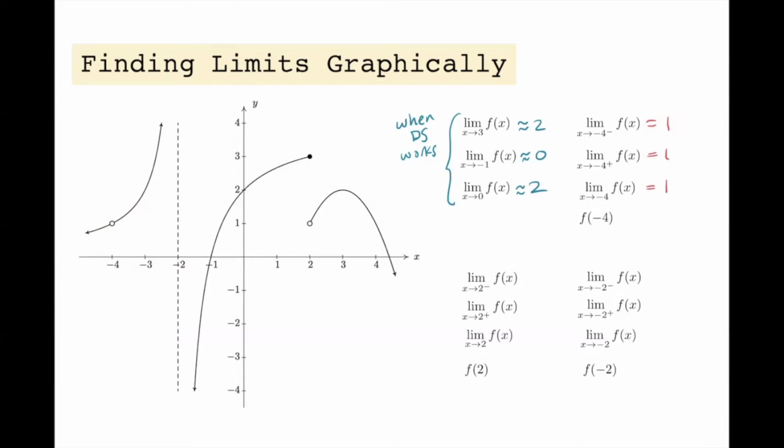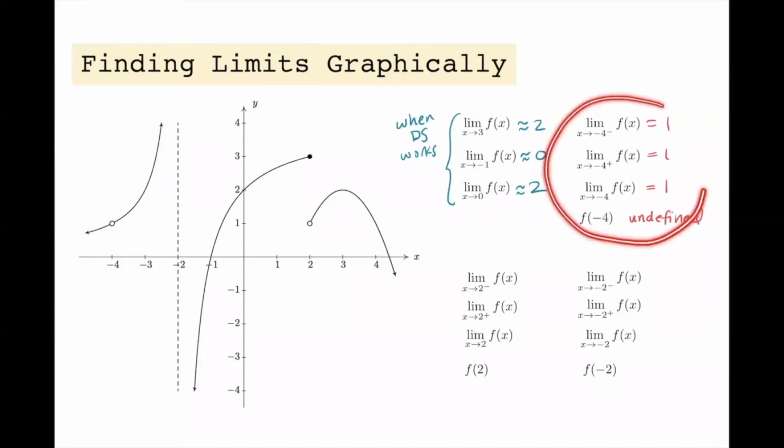The last one here, f of -4, is actually not a limit. This is the function value at x equals -4. So if we're trying to find that, we're looking at what happens when you plug -4 into the function. Well, we have this open circle here, and there's no point above or below -4 that's filled in anywhere. So that indicates that the function is undefined when you plug in x equals -4. So we can write that f of -4 is undefined, or even that it does not exist.